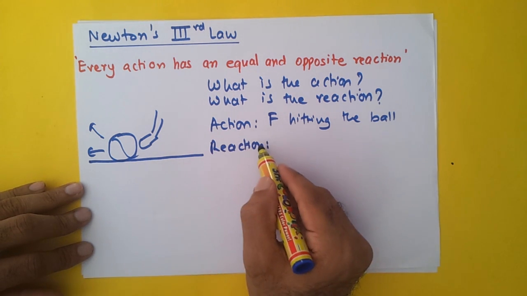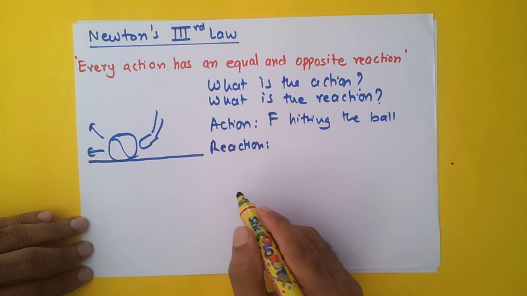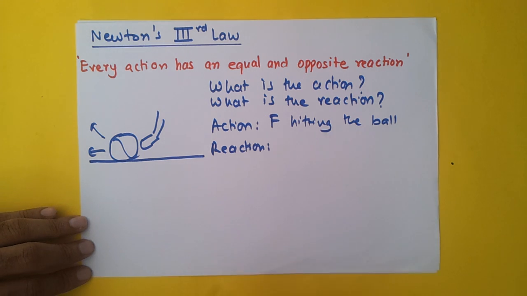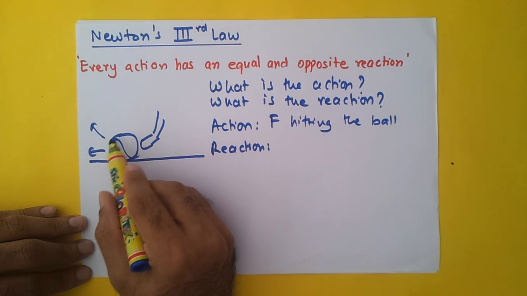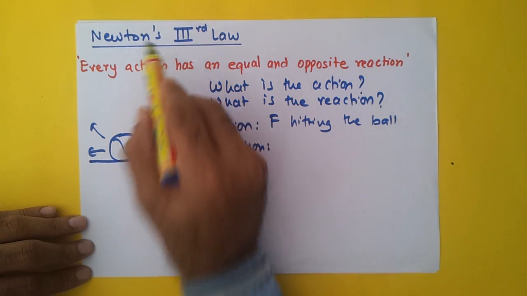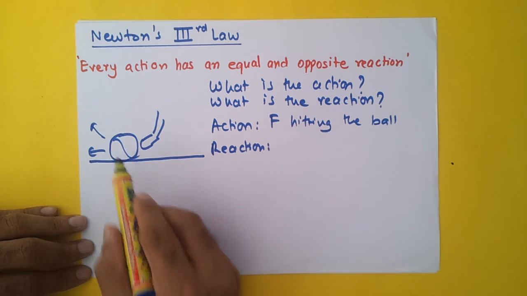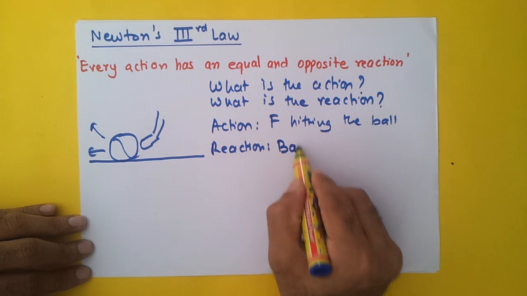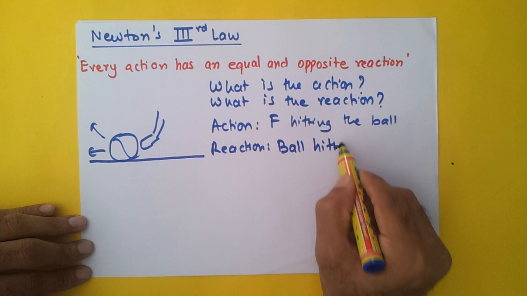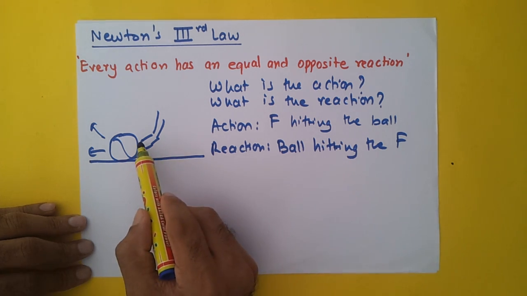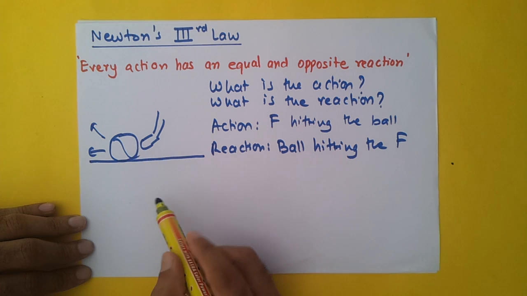Now, if to this question your answer is the ball flying off is the reaction, then we need to discuss this law more in detail. But if your answer to this question, what is the reaction, is the ball also applies an equal and opposite force onto the foot, then you have a good understanding of Newton's third law of motion. Yes, the reaction is the ball also applies an equal and opposite force onto the footballer. So the ball applying a force or hitting the footballer is the reaction. This is what Newton's third law is all about. It says that the foot applies a force on the ball, and the ball also applies a force onto the foot.